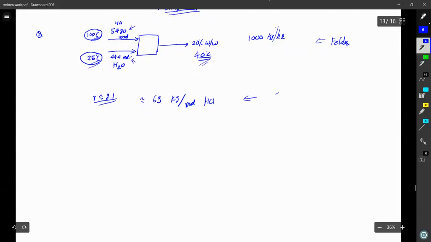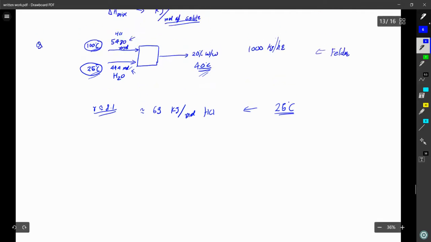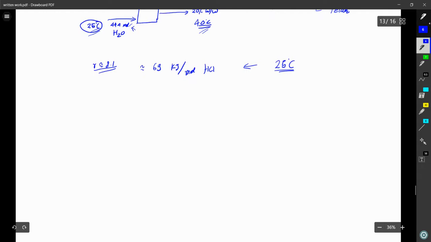So what next? You need to check the reference. The reference here is 25 degrees Celsius. What does this mean? If some compound is at 25 degrees Celsius, then its enthalpy has to be taken as zero. So what is the method to solve it? First of all, you make an enthalpy table. The material balance is all done; I'm just doing the energy balance part.